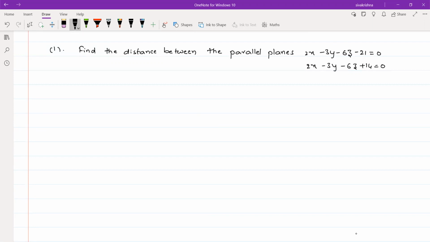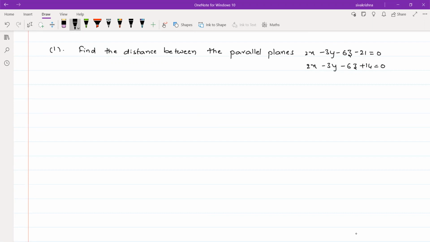So we say that two planes are parallel to each other whenever the coefficients of x, y, z are equal. Okay. So in the given problem, if we observe that the coefficients of x, y and z are equal, so we say those two planes are parallel planes. Now we have to find the distance between those two planes.